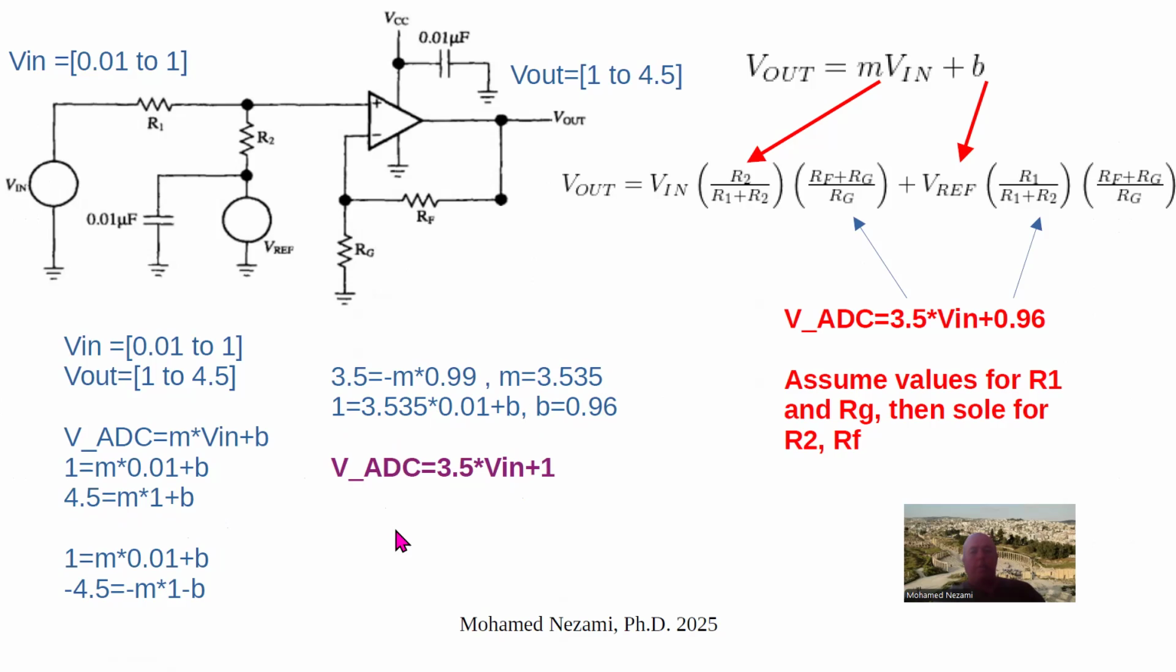So the final signal that has to equal this here is equal to 3.5 volts VN plus 1, and it's positive. Now you take this here, this 3.5 has to equal this portion in here, and the 1 has to equal this portion in here. All of this, including VREF. So we assume R1 and we assume RG, and then it's just a matter of solving for R2 and RF, and that's what you need to do.